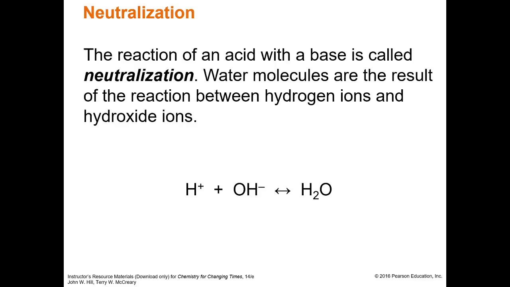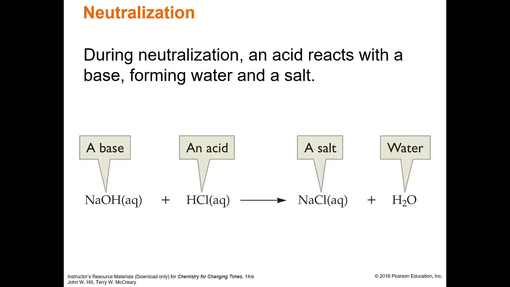The reaction of an acid with a base will be called neutralization. Water molecules are the result of the reaction between hydrogen ions and hydroxide ions. So for example, right here we have this hydrogen ion, H+, and hydroxide ion, OH-, reacting together to form water. Notice that all water is in equilibrium, meaning that you have a little bit of it that breaks apart to make H+ and OH-, a very small amount, and most of it stays together as H2O, water.